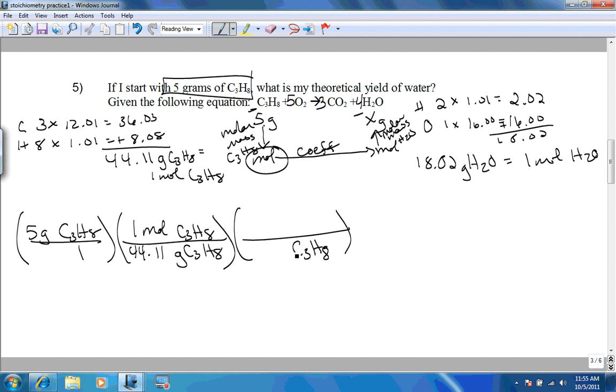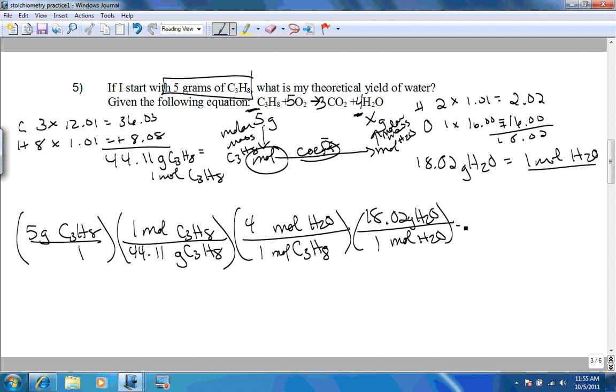And we are right here in our plan. Notice that we're going to use coefficients. That's 1. We're going to water. So we're going to moles of water. And that coefficient is 4. We are in moles of water now. So I want to put moles of water on the bottom of the next one. Look at our conversion factor, and 1 goes with water. 1 goes with moles. That is equal to 18.02 grams of water, which is why that goes on the top. So it's going to be 5 divided by 44.11 times 4 times 18.02. That comes out to be approximately 8 grams of water.